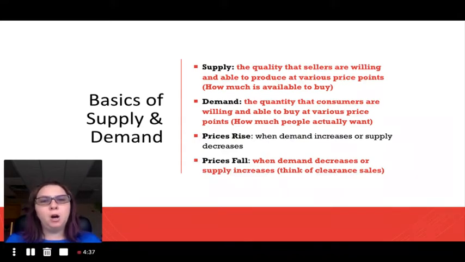Prices are going to fall when demand decreases or supply increases, and sometimes it can be both or one or the other. When people no longer want a product, then the sellers have to lower the price in order to sell what they have left. That's why we have sales. If the supply increases, they also have to lower the price, because people don't want something that everybody else has, and so this causes them to want to pay less for it.